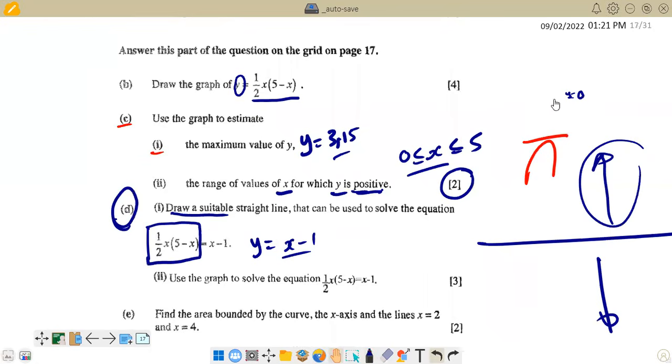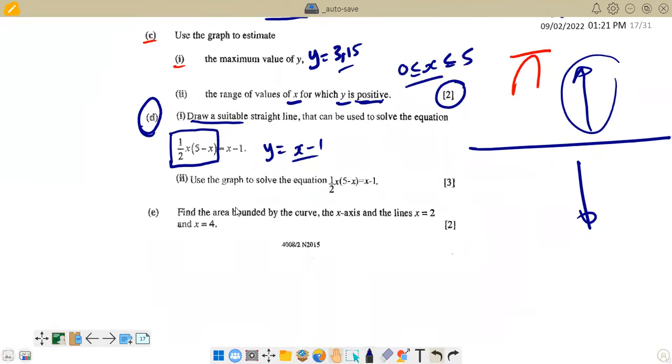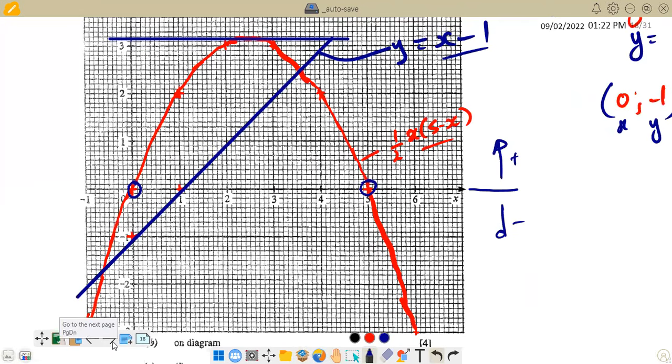Now, after that, we are given to use that graph that we had drawn and the line to solve the equation. Now you're solving the equation. So what does this mean? Where these two graphs meet, they are equal. Where we are given a quadratic and a straight line, that is where your answers are going to be taken. Okay, so all you need is to go to the graph, because we are saying these two graphs are equal. So let's get back to our graph here.